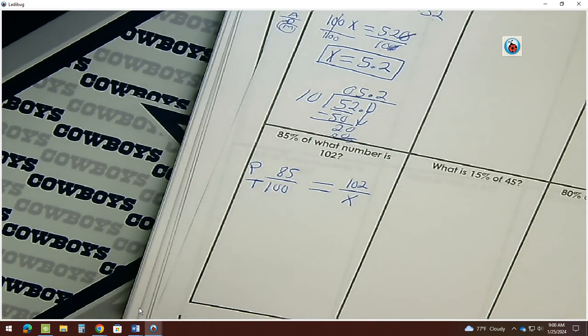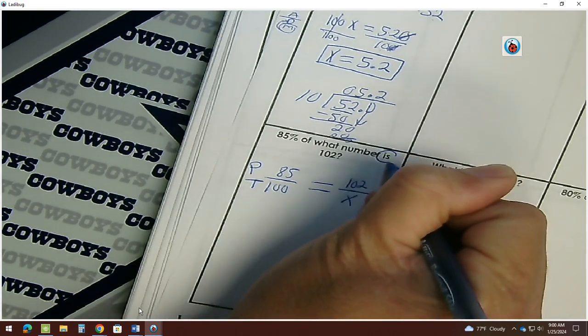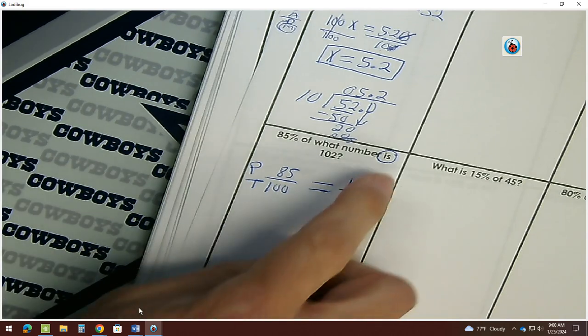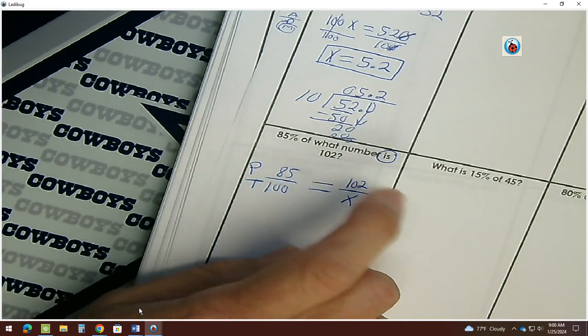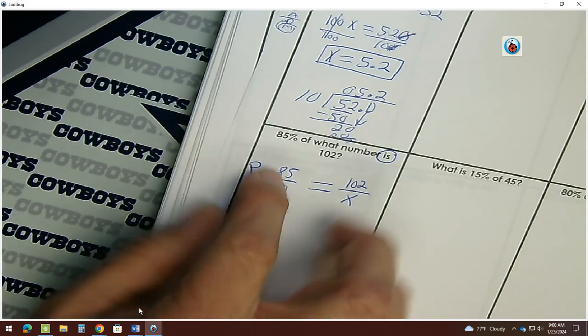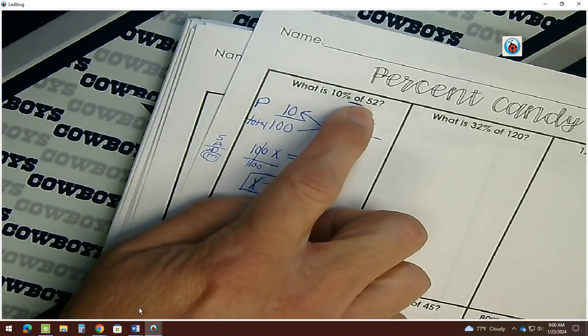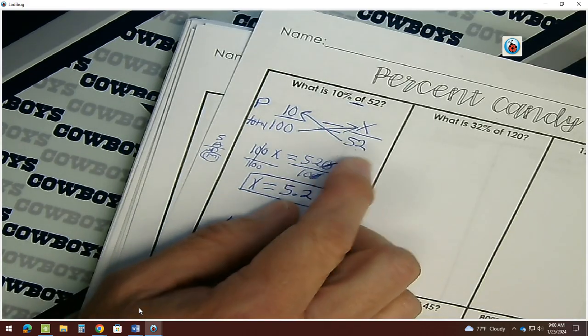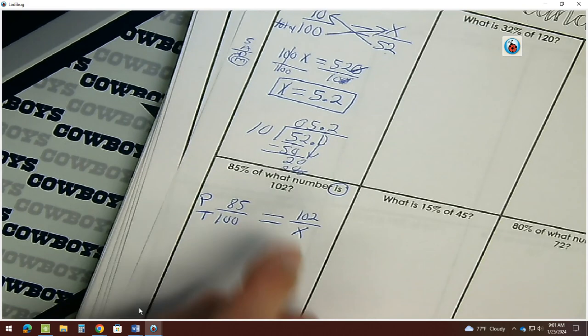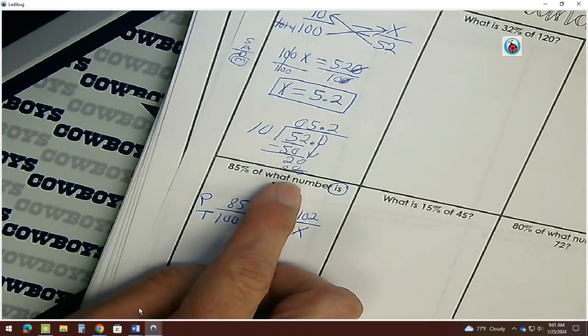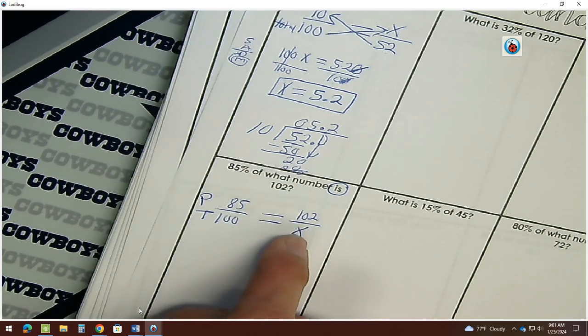Another way you know that the 102 is the part is this word: is. Is will tell you that this guy is the part, so he goes with a percent. Of tells you that that number is the total, so he'll go there. But this one they say of what number, so we don't know the number, and when we don't know something in math, that is the unknown, so we use a variable x or whatever you want to put. You don't always have to put x, by the way.